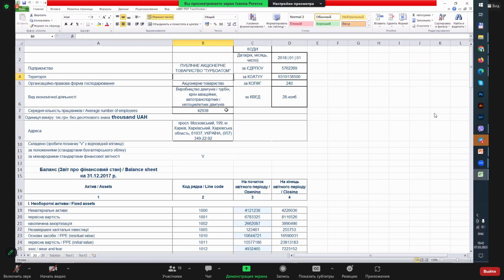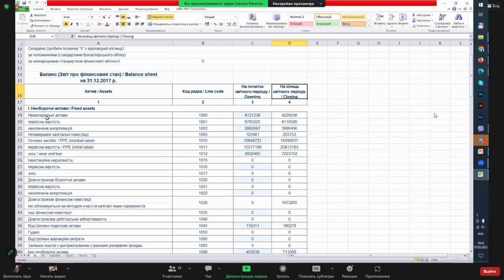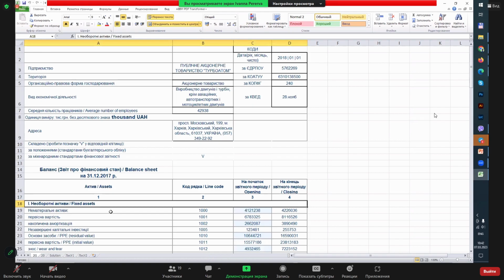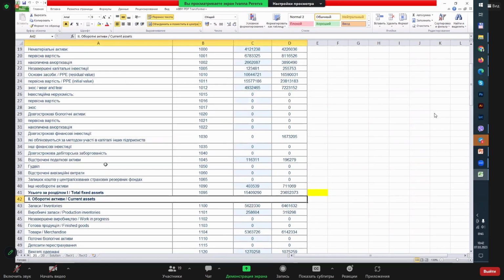Яка інформація міститься в нашому балансі? По-перше, порівнюються відразу дані за два періоди. Тобто за попередній рік, наприклад, пишеться те, що було на початок теперішнього періоду, на 1 січня, та на кінець звітного періоду. Ну, беремо, наприклад, 22 рік. Є певні статті, є наші необоротні активи та оборотні активи, тобто fixed assets та current assets.